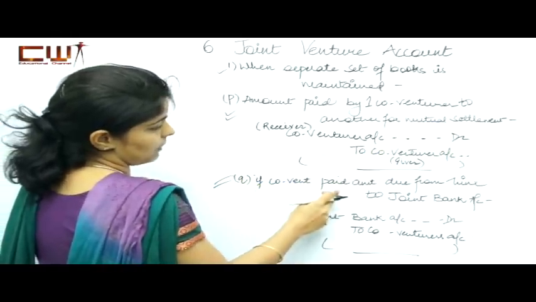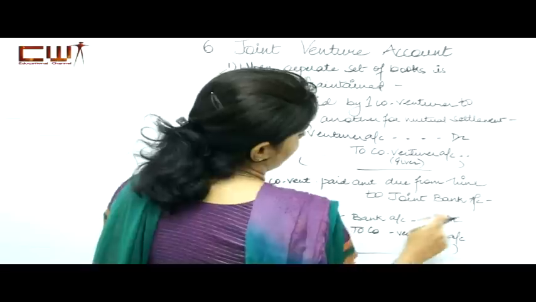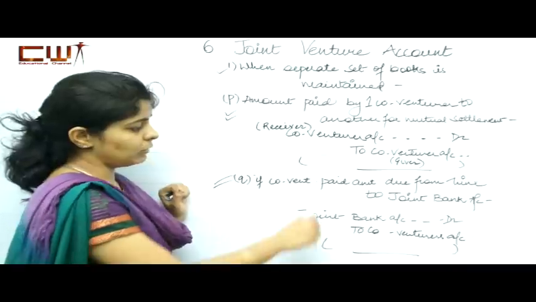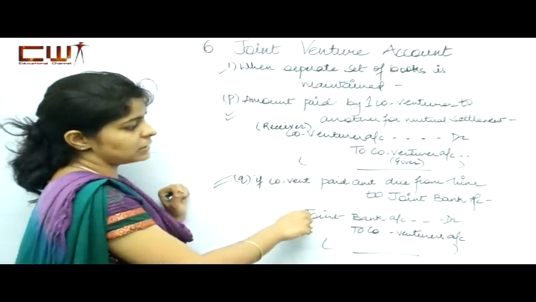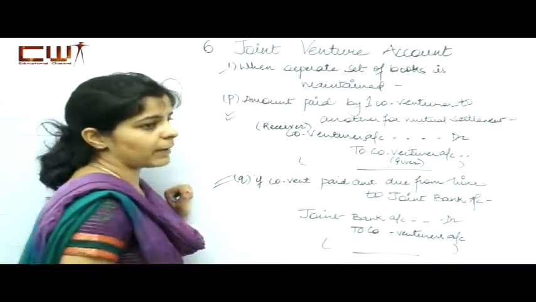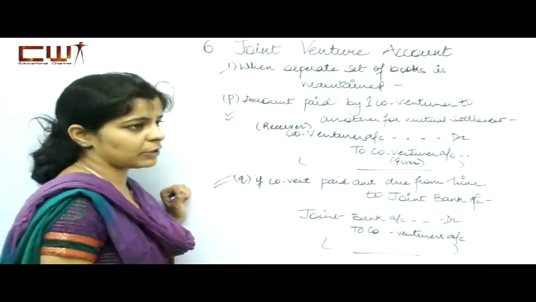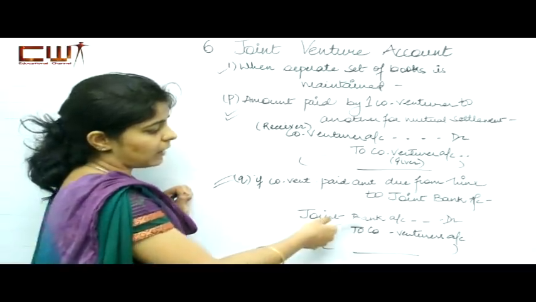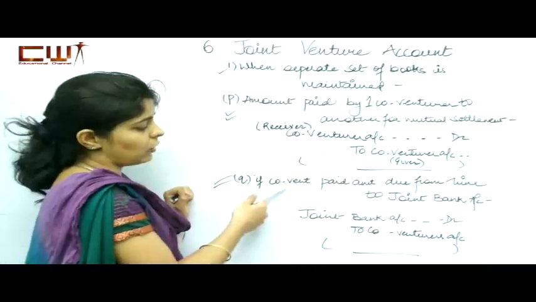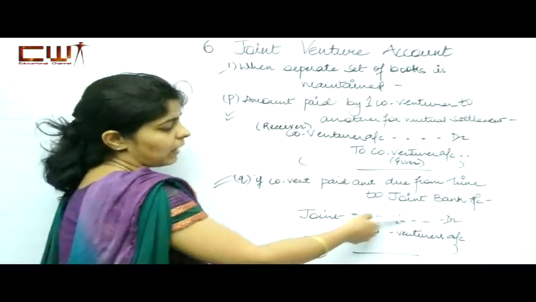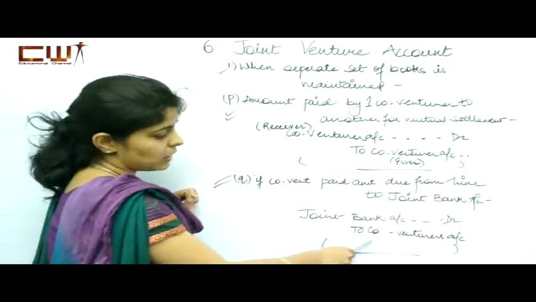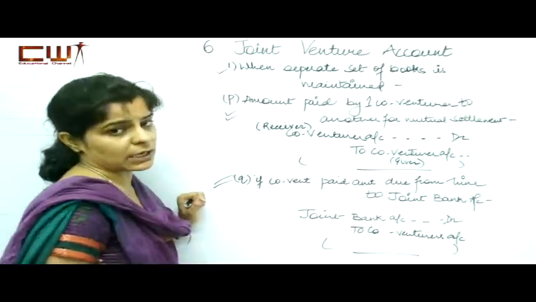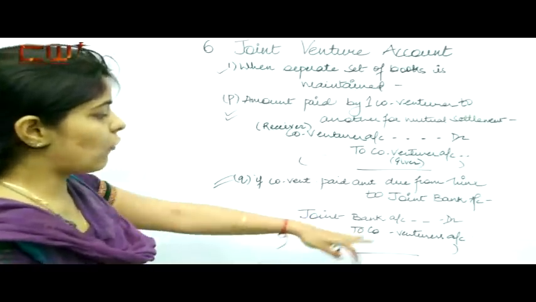Next is if the co-venturer paid an amount due from him to the joint bank account. Sometimes the co-venturers also take money from the business, so any amount due from the co-venturer, he will pay to the joint bank account, because you cannot use the money of the business. If you use it, certainly you have to repay. The money is coming into the joint bank account because the co-venturer is paying it. So joint bank account is debited to the co-venturer's account. His account is credited because money is going out of his account.